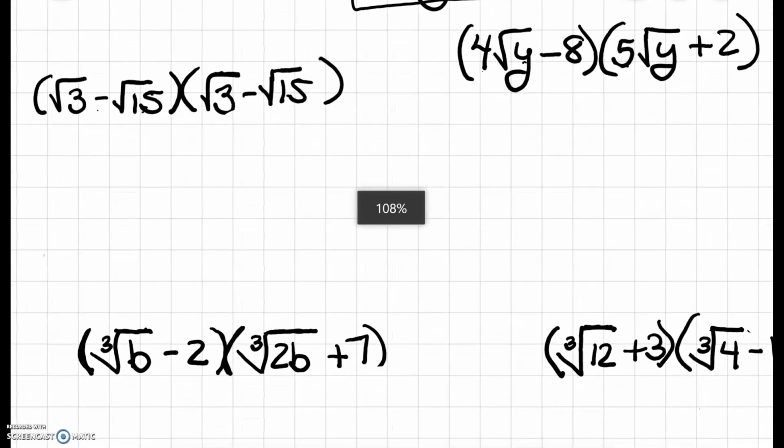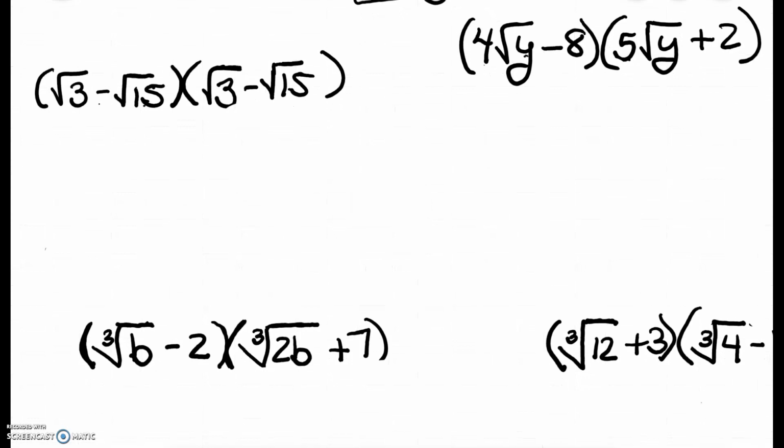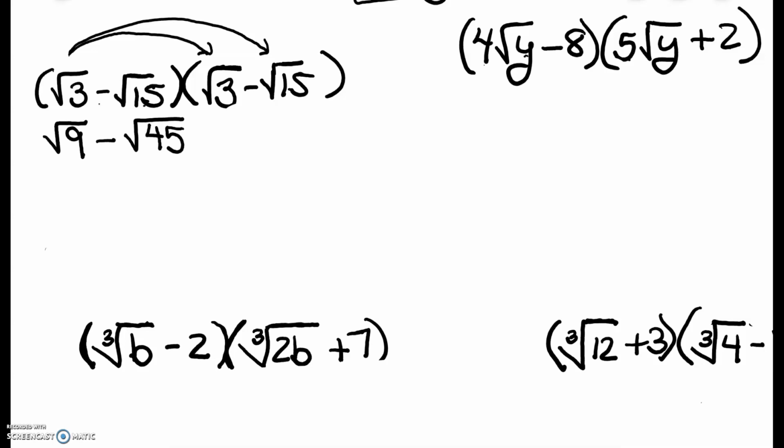All right, so in this one, I'm multiplying two binomials. I'm going to distribute this first term across both terms in the second binomial. So square roots are the same indices, so I can multiply the numbers underneath. 3 times 3 is 9, so this is the square root of 9. And then 3 times 15 is 45. So that's a positive radical 3 and a negative radical 15. So that's going to be a negative radical 45.